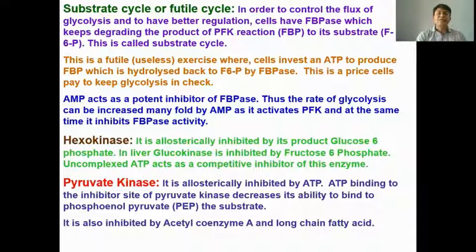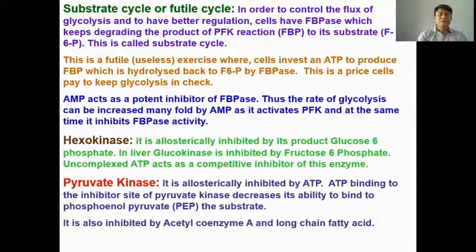AMP acts as a potent inhibitor of fructose 1,6-bisphosphatase. Thus, the rate of glycolysis can be increased manifold by AMP, as it activates phosphofructokinase and at the same time inhibits the FBPase activity.